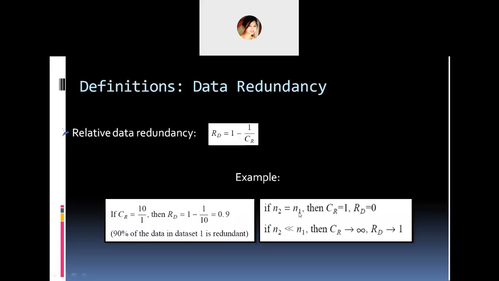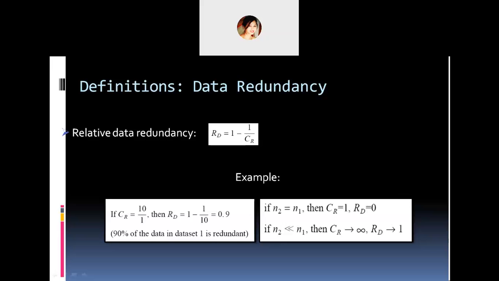If n2 equals n1, that is, if n2 and n1 are equal, then the compression ratio becomes 1, and the relative redundancy becomes 1 minus 1, which is 0. Here n2 means the compressed image and n1 is the original image. But if the compressed image is much smaller than the original image, then the compression ratio tends to infinity, and the relative redundancy becomes 1.